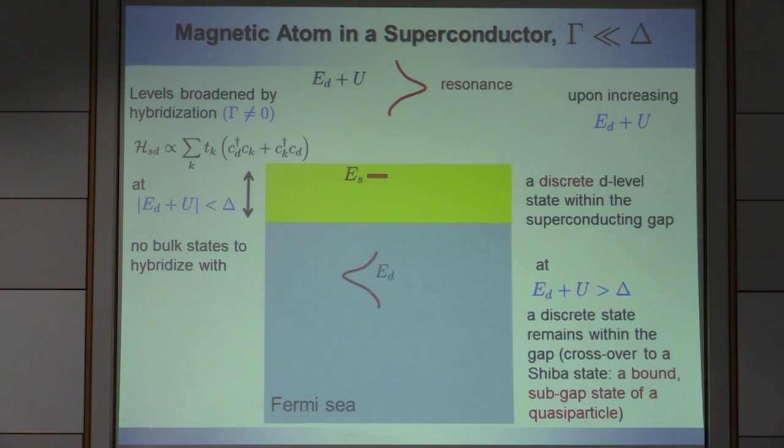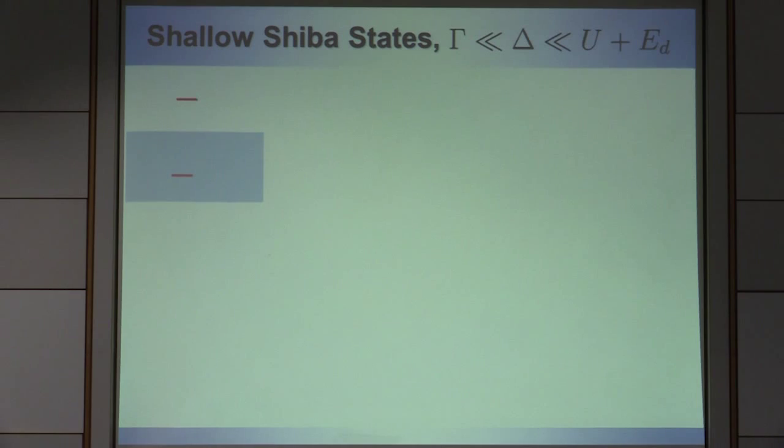So I'll try to motivate this result in a perturbative treatment. Let's look now at the case when the empty level of the atom is far above the Fermi level. Then hybridization just virtually occupies this level, but it's not really occupied. The electrons can virtually hop on and off and spend here a time of order 1 over U.